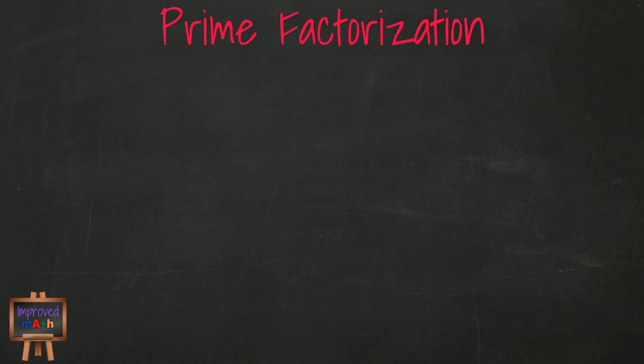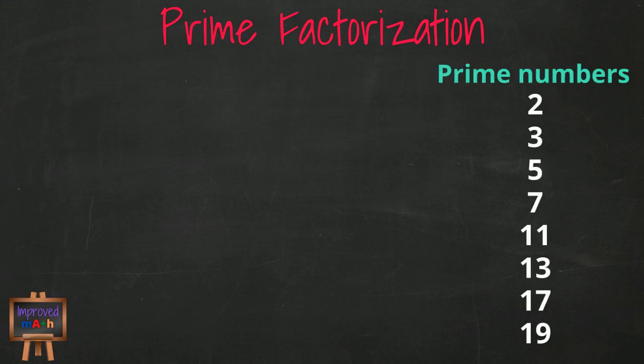Let's look at all the prime numbers out there that are less than 20. They are 2, 3, 5, 7, 11, 13, 17, and 19. These are all prime numbers because the only factors of these numbers are 1 and itself. But let's look at composite numbers less than 20 and see their factors. Take the number 9. The factors of 9 are 1, 3, and 9.